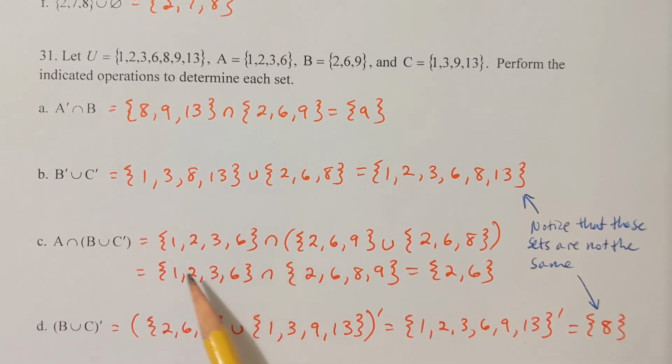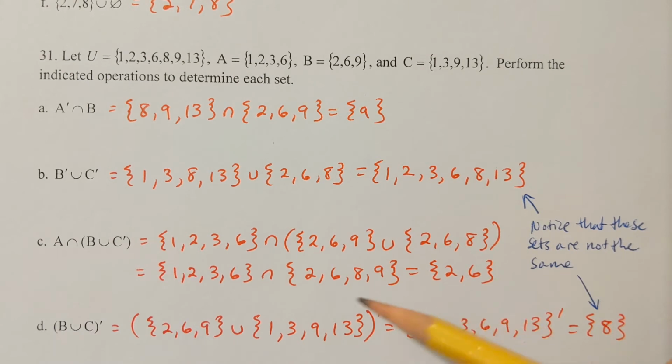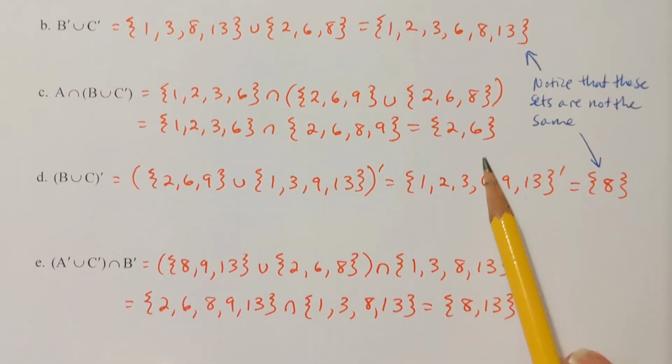And here's set A, intersect the set containing 2, 6, 9, 8, and 9. Intersection means that you're looking at all the elements in both sets. So what do I see in both the sets together? 2 and 6. So the set containing 2 and 6 would be my answer to that one.